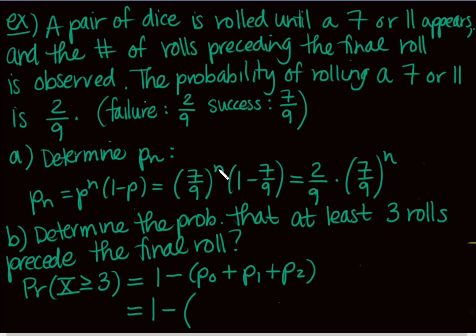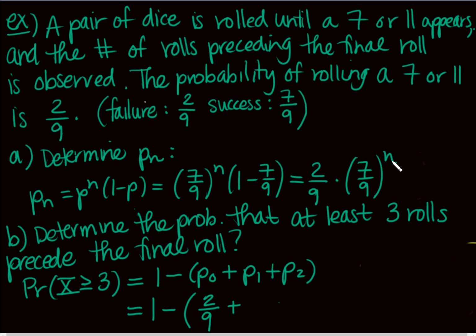So let's look at what's going to happen here. The 0: I would get 7/9 to the 0, right? 7/9 to the 0 is 1, so I get 1 times 2/9, which is 2/9. Now let's think about that. Why does that make sense? What that's saying is that there are 0 rolls before I get a 7 or an 11. So on my very first roll, what's the probability I get a 7 or 11? 2/9. Makes sense, right?